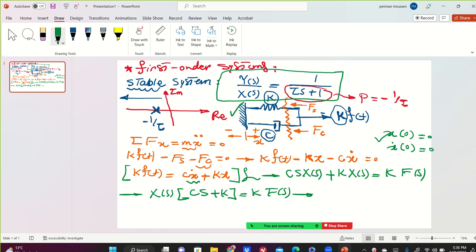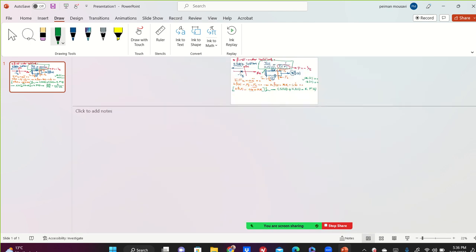So the output of the system, this displacement of the spring and damper, over the input of the system is going to be K over C s plus K.